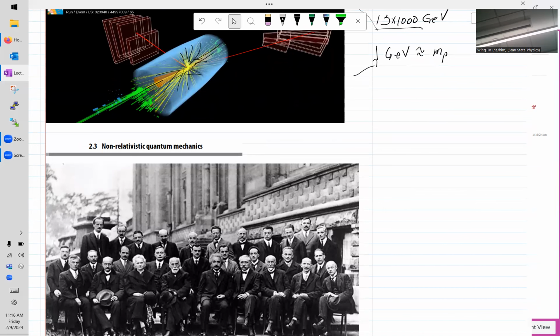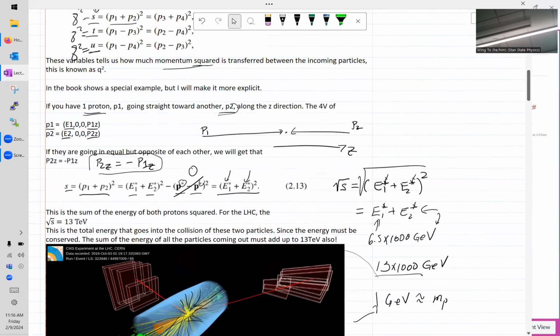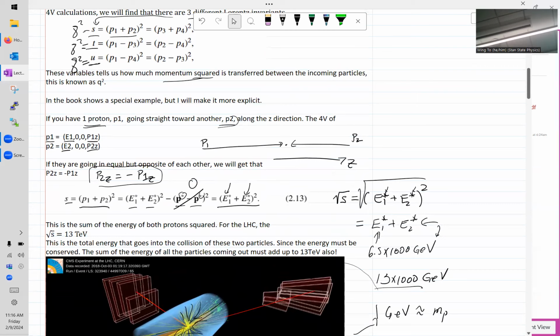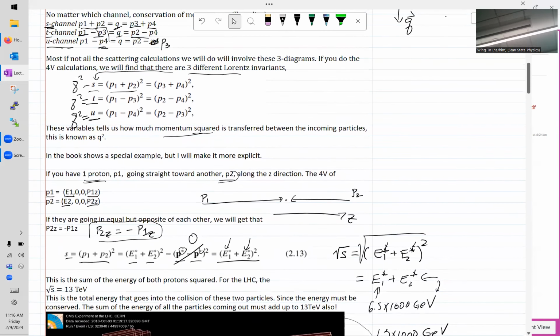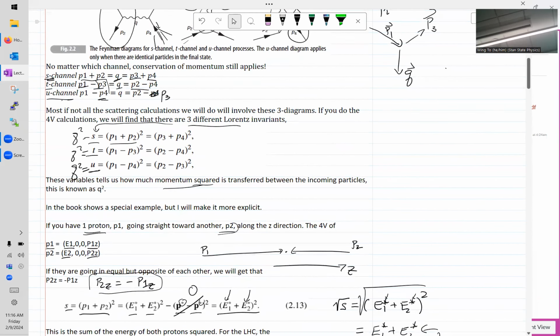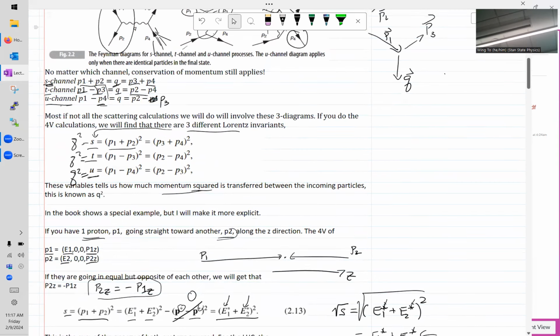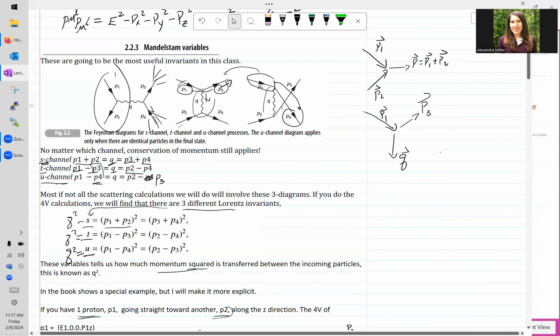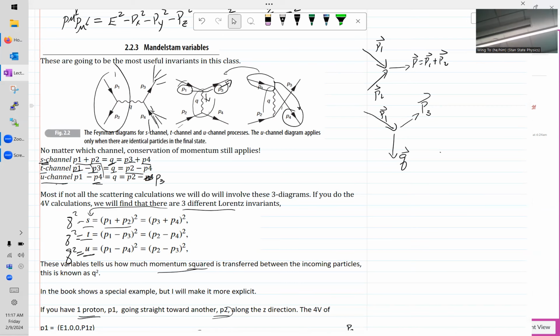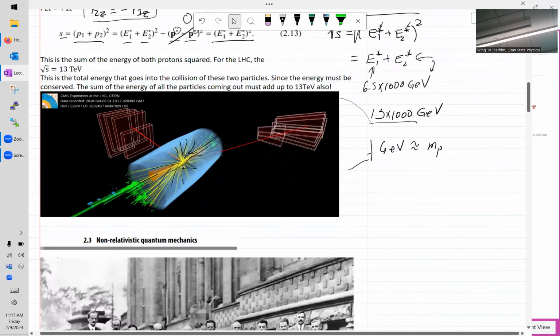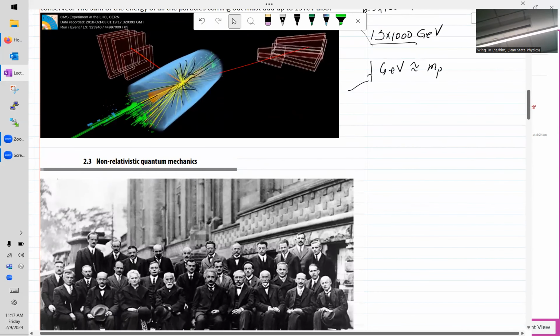Any questions about these? These are called Mandelstam variables. It's all these interesting European names.